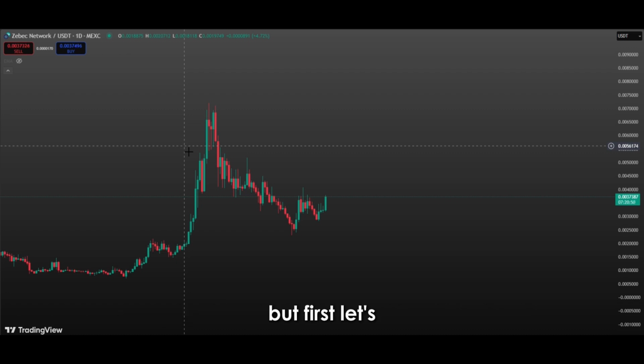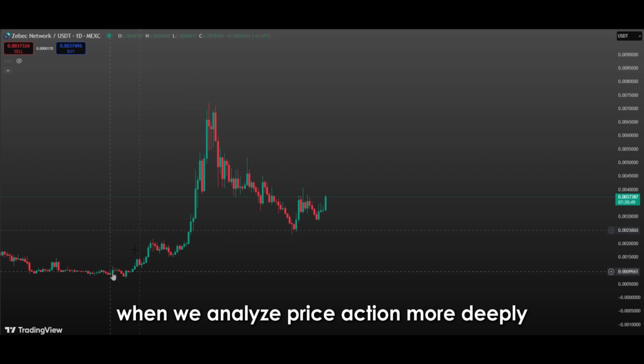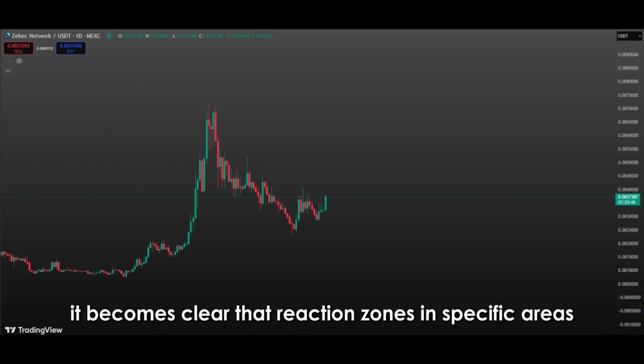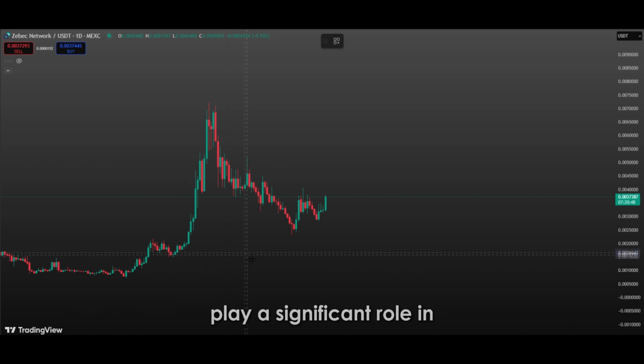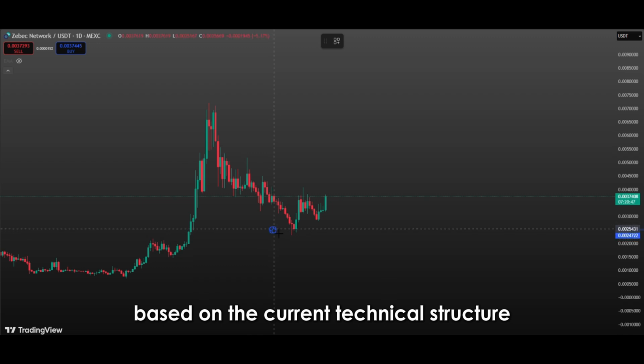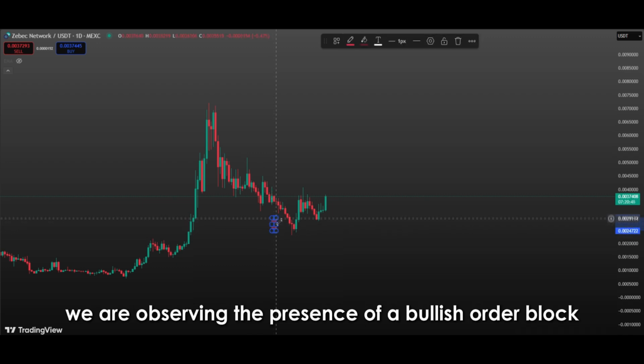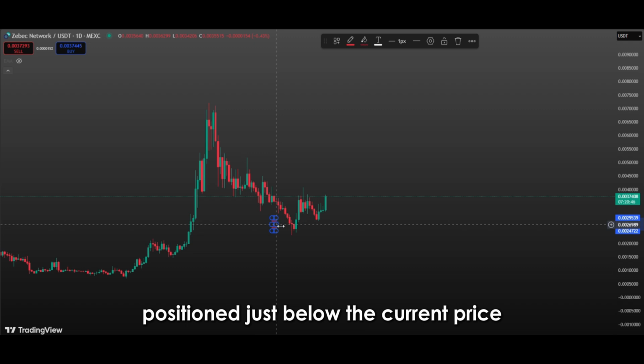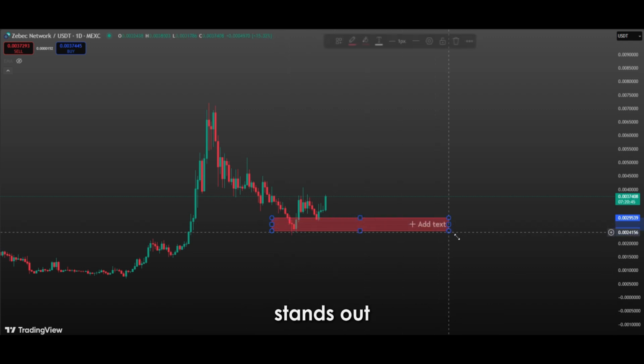But first, let's analyze the Zbcn coin. When we analyze price action more deeply, it becomes clear that reaction zones in specific areas play a significant role. In this context, based on the current technical structure we are observing, the presence of a bullish order block positioned just below the current price stands out.